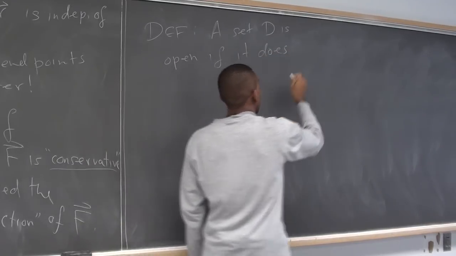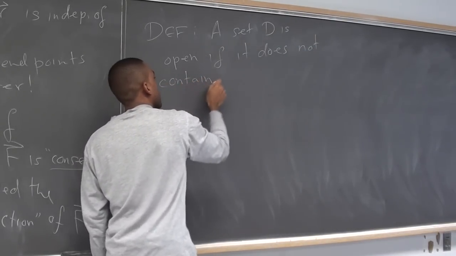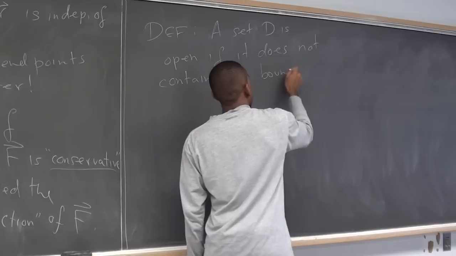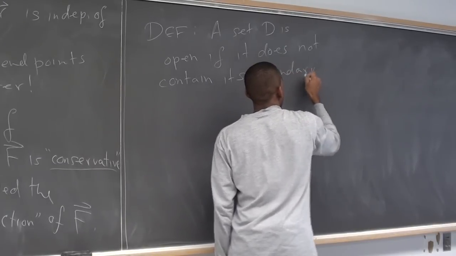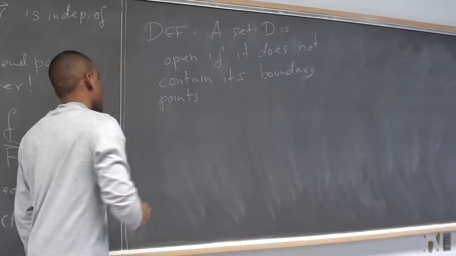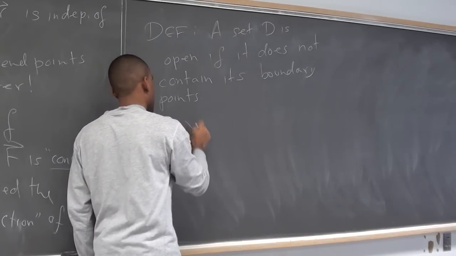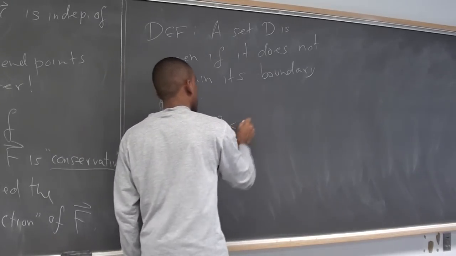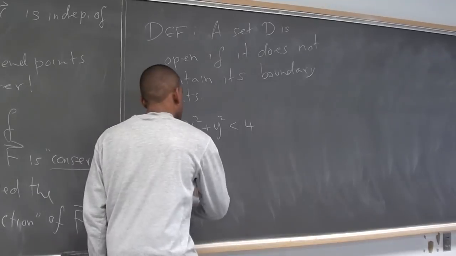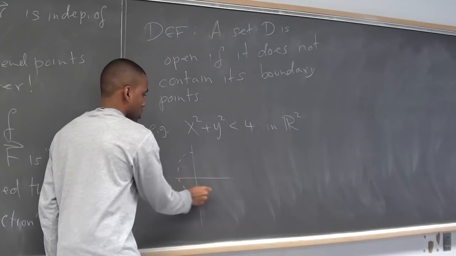We're using a very watered down definition here. An open set does not contain its boundaries. So, for example, x squared plus y squared less than 4 defines an open set in R2. This is just the open circle of radius 2.